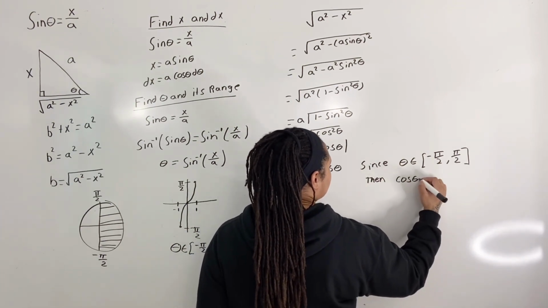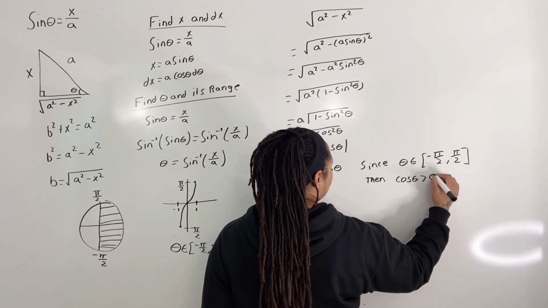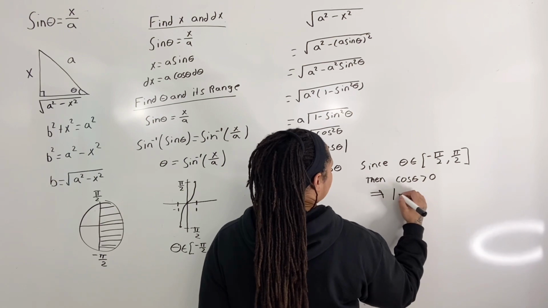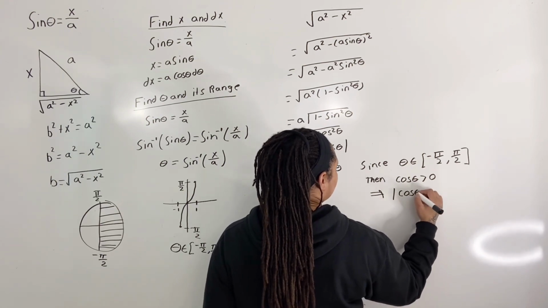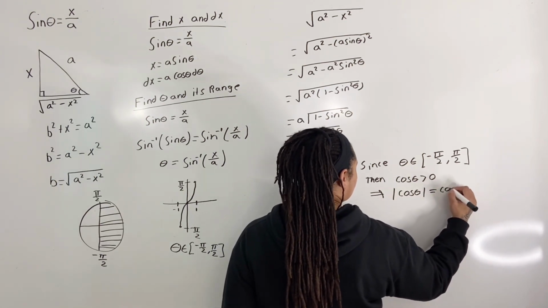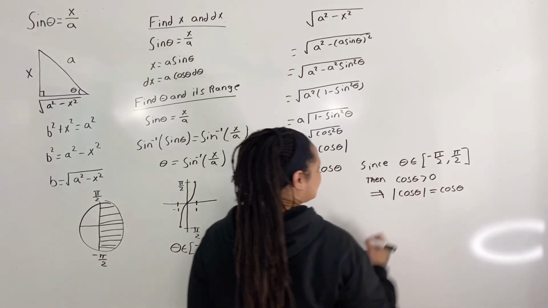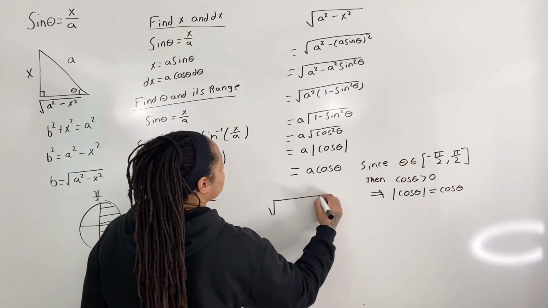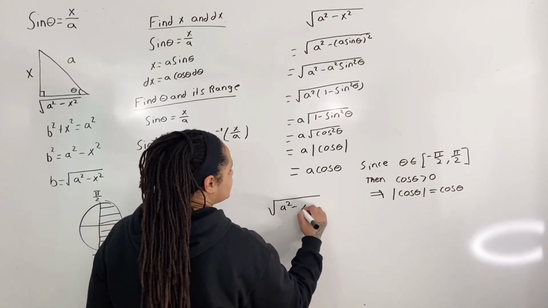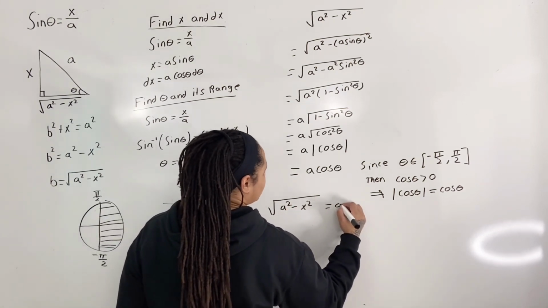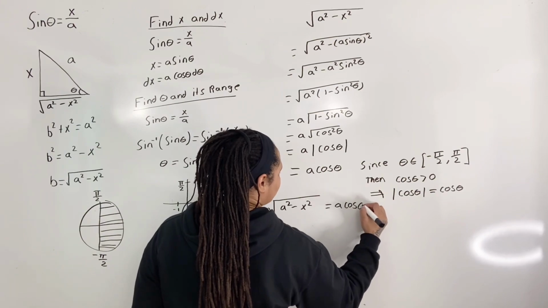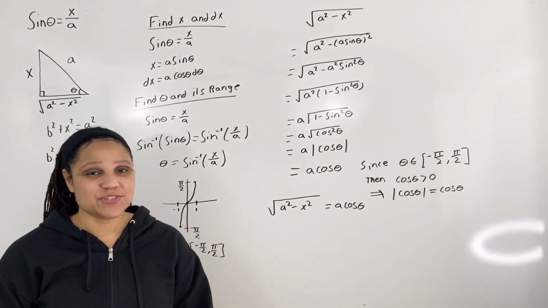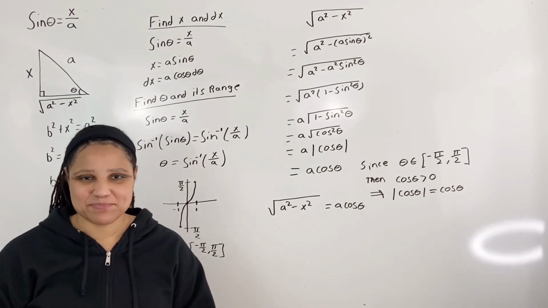Cosine of theta is greater than 0, which implies that the absolute value of cosine of theta is equal to cosine of theta. So in conclusion, the square root of a squared minus x squared is equal to a cosine of theta. Now that you have the background of trig substitution, we are ready for our example.